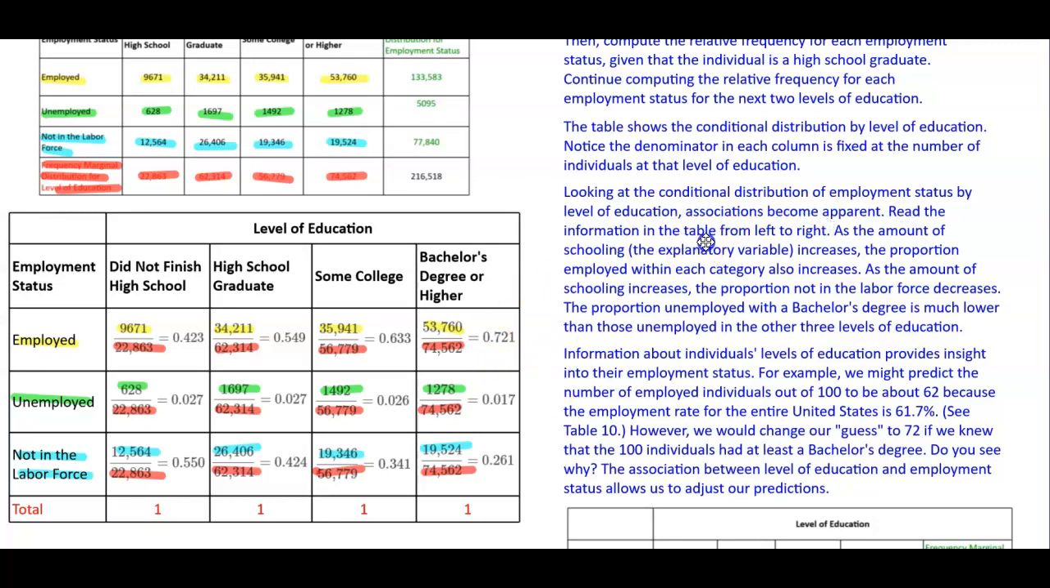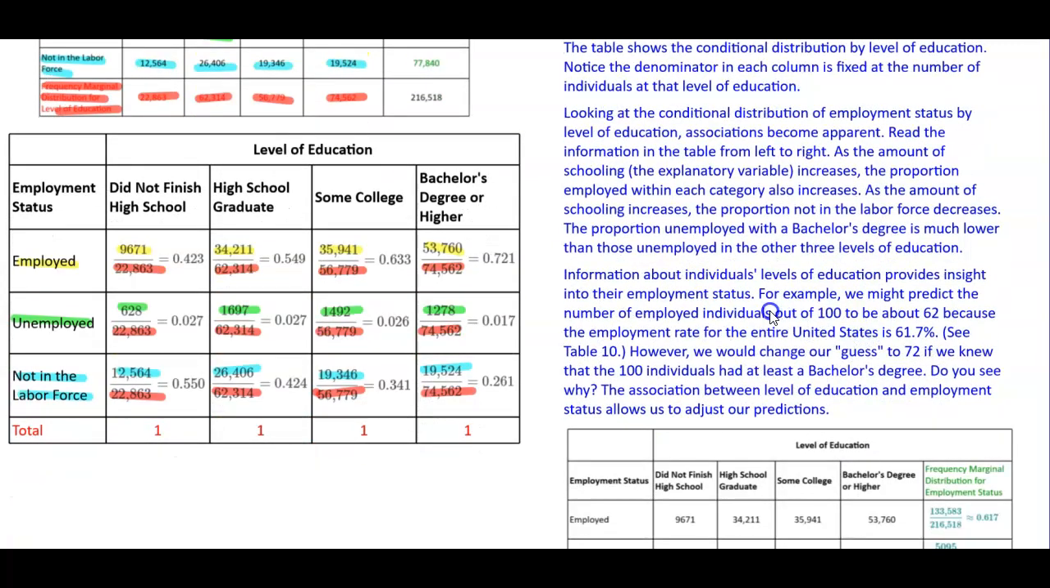If you read the information in the table from left to right, as the amount of schooling, the explanatory variable, increases, the proportion employed within each category also increases. As the amount of schooling increases, the proportion not in the labor force decreases. The proportion unemployed with a bachelor's degree is much lower than those unemployed in the other three levels of education. Now, information about individuals' levels of education provides insight into their employment status.